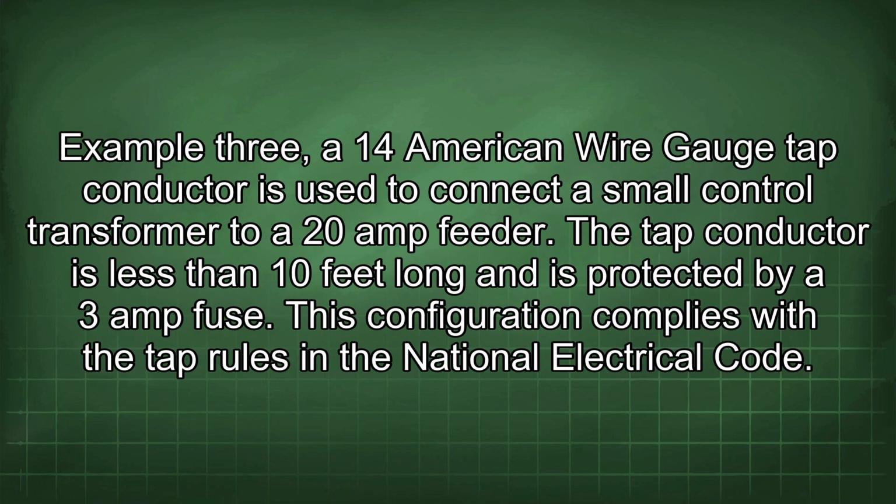Example 3. A 14 American wire gauge tap conductor is used to connect a small control transformer to a 20-amp feeder. The tap conductor is less than 10 feet long and is protected by a 3-amp fuse. This configuration complies with the tap rules in the National Electrical Code.